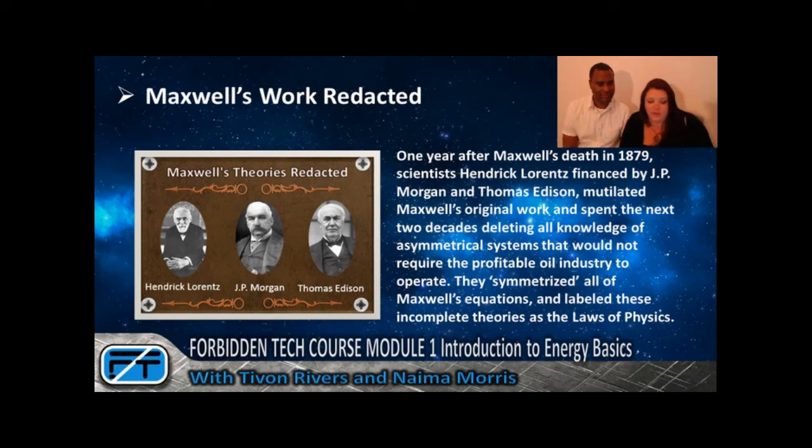One year after Maxwell's death, in 1879, scientist Hendrik Lorentz, financed by J.P. Morgan and Thomas Edison, mutilated Maxwell's original work and spent the next two decades deleting all knowledge of asymmetrical systems that would not require the profitable oil industry to operate. They symmetrized all of Maxwell's equations and labeled these incomplete theories as the laws of physics.